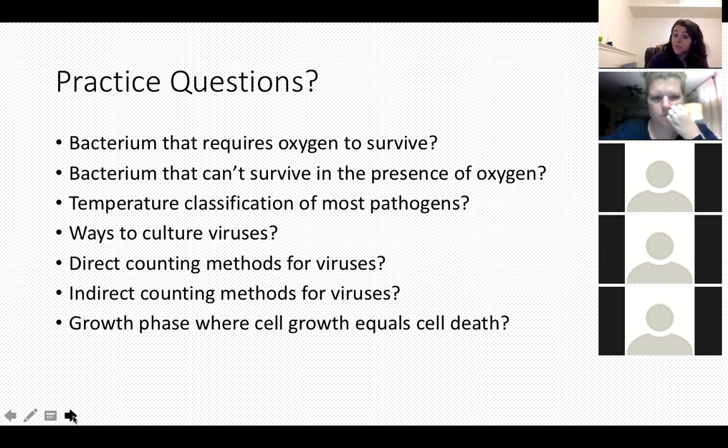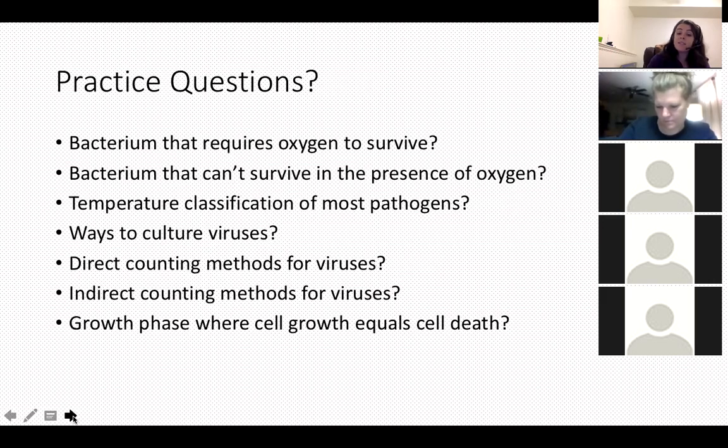Ways to culture viruses. What are the methods that we talked about? There were kind of three. There were the embryonated eggs, right? Which is why, if you have egg allergies, there are issues with getting some vaccines, because a lot of vaccines grow in eggs. So, eggs, animals, and cell cultures. Yep, those are the three.